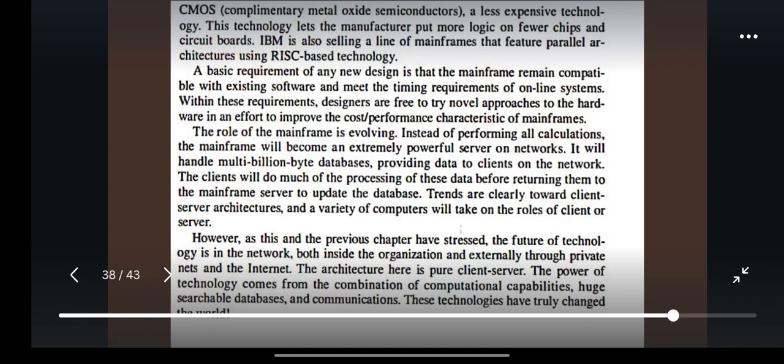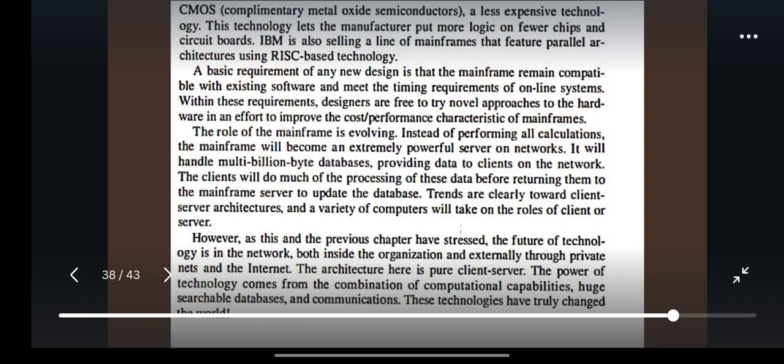A basic requirement for a new design is that the mainframe remain compatible with existing software and meet the timing requirement of online systems. Within these requirements, designers are free to try novel approaches to the hardware in an effort to improve the cost or performance characteristics of the mainframe. So, the role of the mainframe is evolving.